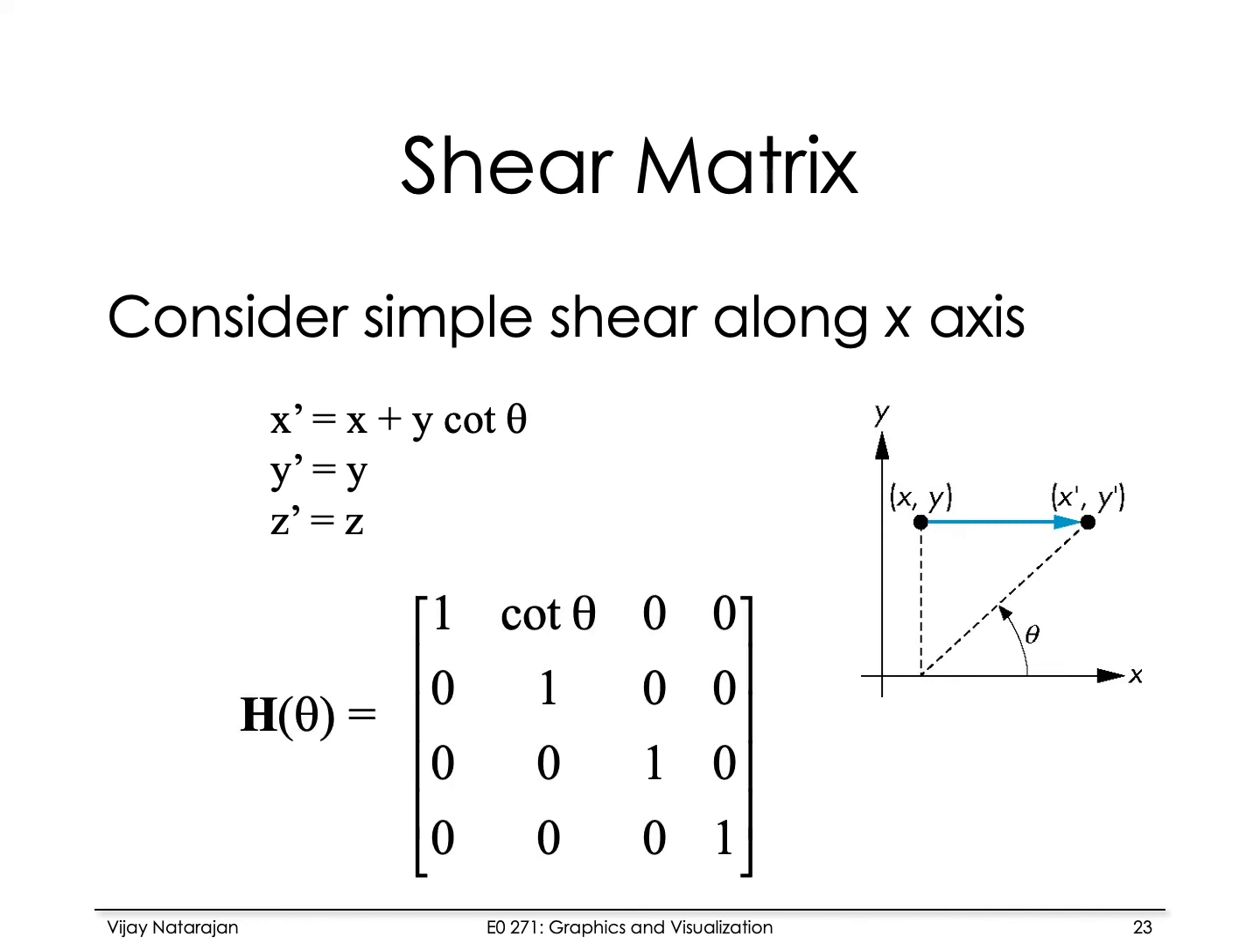This can be written in the form of a matrix. That is h of theta. Essentially h is just writing down these three expressions, right? We will not talk more about shear matrices now. We will come back to this later when we talk about generic projections.